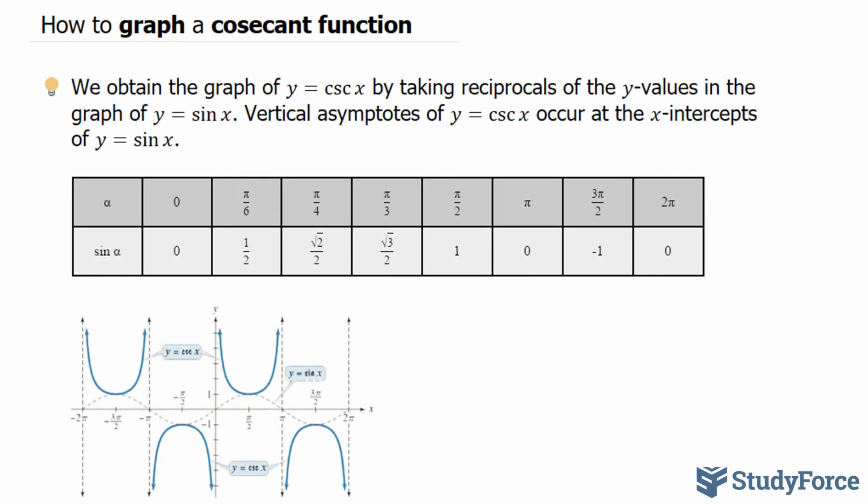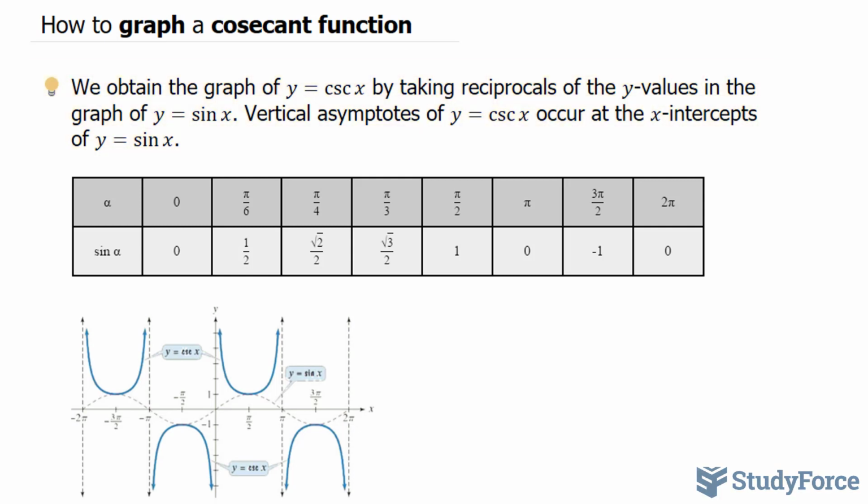In this lesson, I'll show you how to graph a cosecant function. We obtain the graph of a cosecant function by taking the reciprocal of the y values in the graph of y is equal to sine x. Vertical asymptotes of y is equal to cosecant x occur at the x-intercepts of y is equal to sine x.